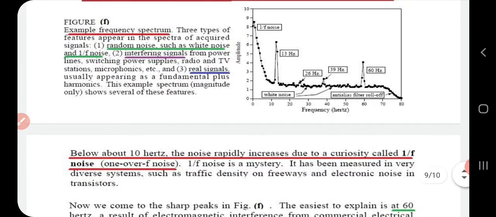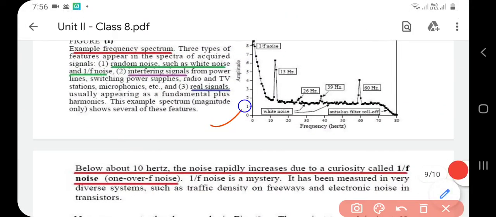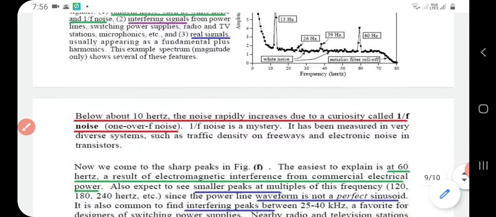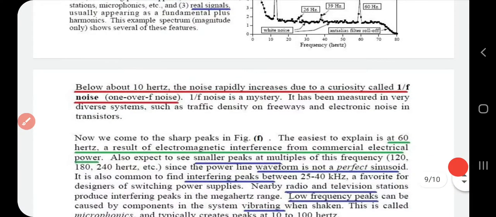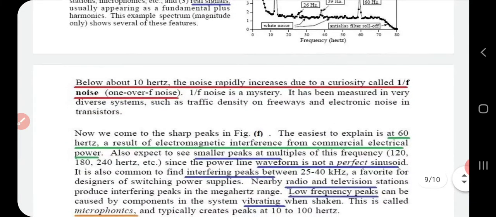The other one is noise below 10 hertz. I'm speaking about this particular figure, this one. So below 10 hertz, that is in this region, we can see 1/f noise, or 1 over f noise, and it is measured in very diverse systems, such as traffic density and so on.